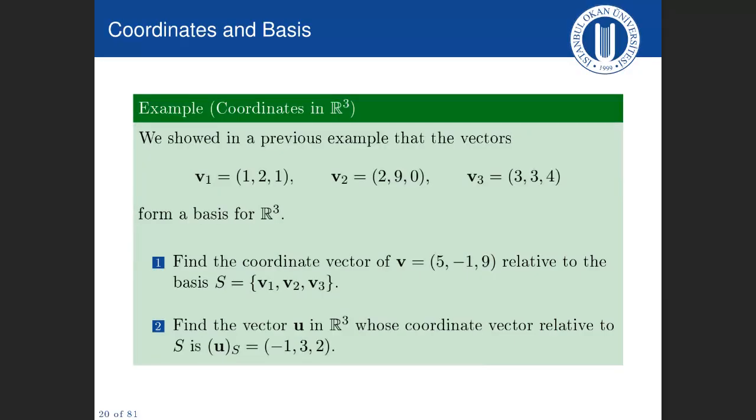Now let's make this a little bit more difficult. We showed in a previous example that these three vectors form a basis for R3. Part 1, find the coordinate vector of the vector 5, -1, 9 relative to the basis capital S containing these three vectors. And then question 2, find the vector u in R3 whose coordinate vector relative to S is -1, 3, 2.